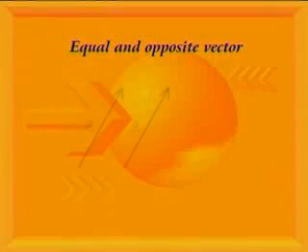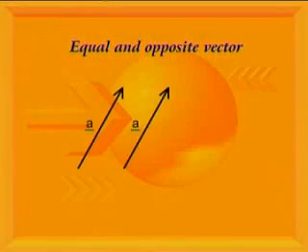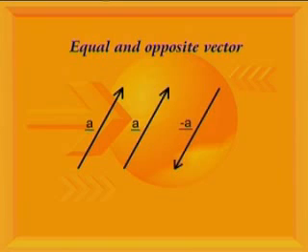Two vectors are equal if they have the same magnitude and the same direction. So you can see on the screen that we have here the vectors A and A which have the same magnitude and the same direction. But if a vector has the same magnitude and opposite direction, then its sign will be reversed. Zero vector is a vector which has no magnitude and can take any direction.